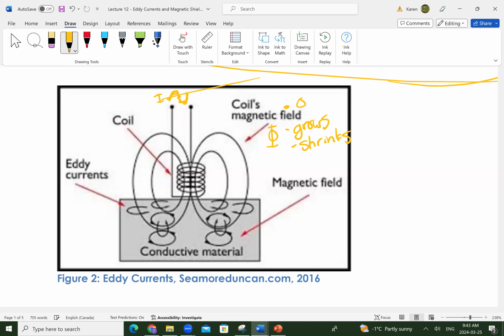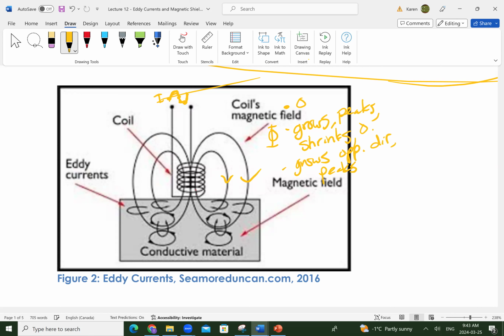So it is at zero. Oh, bad symbol for zero because it looks like flux. Then it grows, and then it goes back to zero. And then it grows, it peaks, and then it shrinks, and then it goes back to zero. And then it grows in the opposite direction, and then it peaks in that direction.